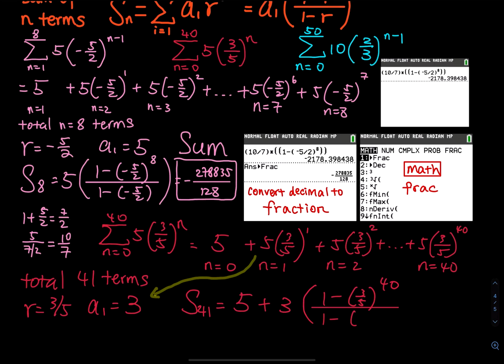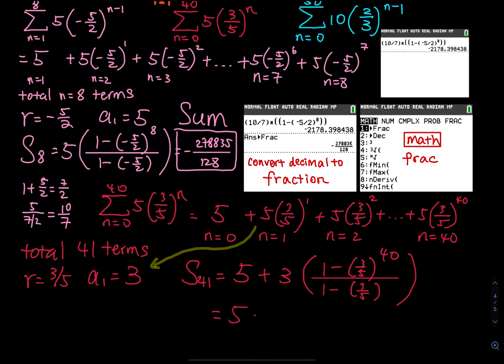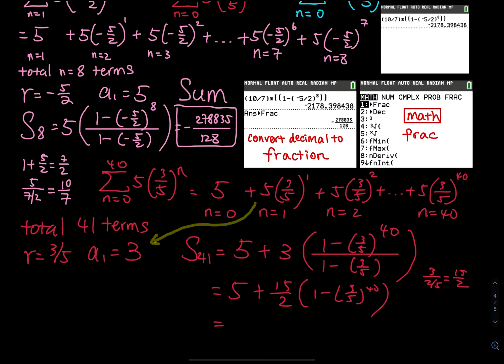And then 1 minus 3 over 5. And then as always, this one is going to be 5 and then plus. So this one, 1 minus 3 over 5 is a 2 over 5. 3 divided by 2 over 5, you flip the 5 up, that is a 15 over 2. So you have a 15 over 2, and then multiply 1 minus the common ratio to the 40th power. I didn't have the screenshot, but use the technique I taught above there, and then you will get 12,500. That is the sum.